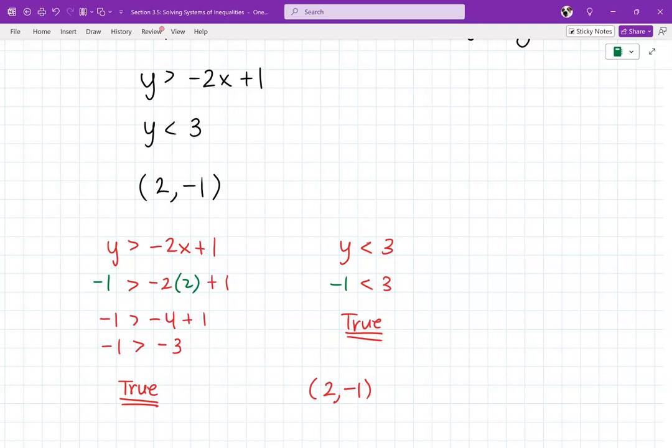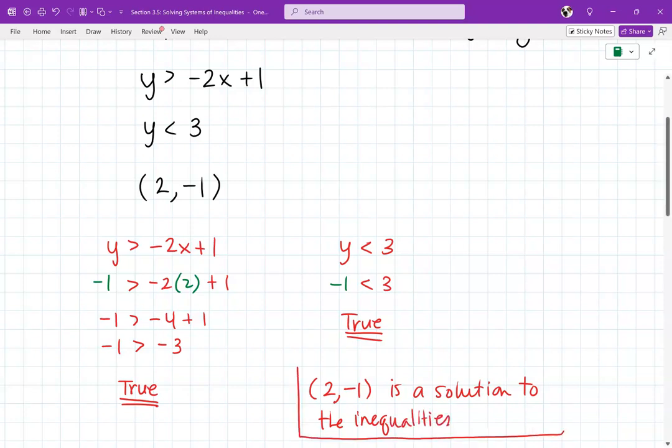So I'm going to put (2, -1) is a solution to the inequalities. I forgot to put the word to. To the inequality.